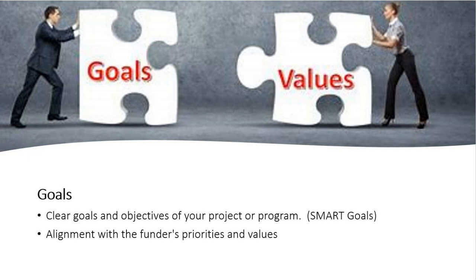So, all right. For goals, you want to make sure that your goals and your values are aligned with your funders' priorities and values, because if they're not, it's not going to be a good fit for them or for you. So when you establish your goals and objectives for your project or program, you need to make sure that they're SMART goals. What that means is that your goals are specific, that you're going to do a certain amount of work in a certain amount of time, that they're measurable, like you're going to check out 300 items in this amount of time.